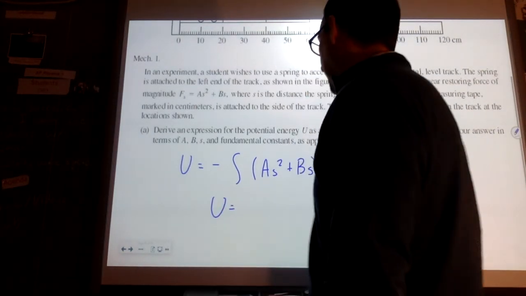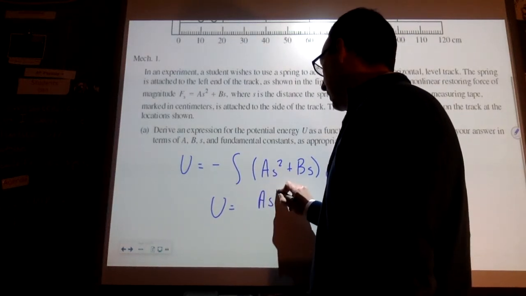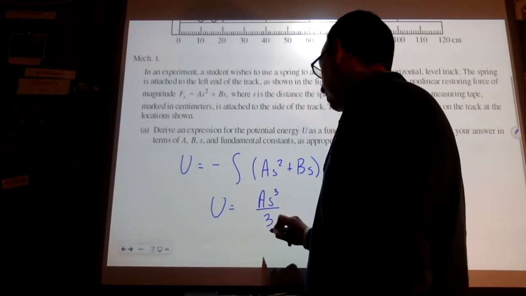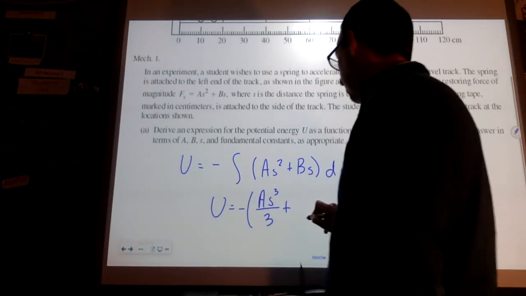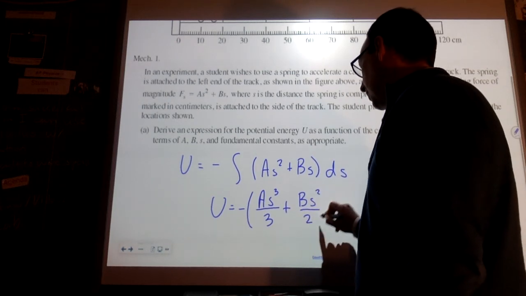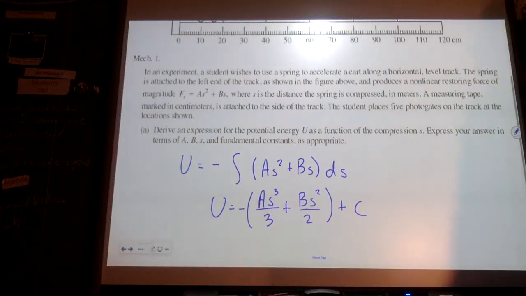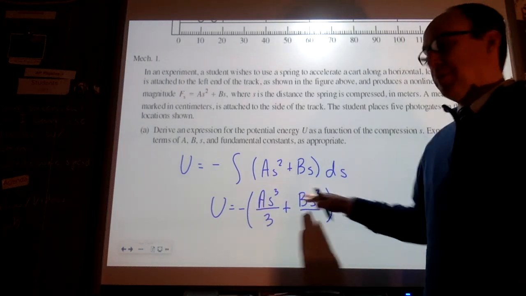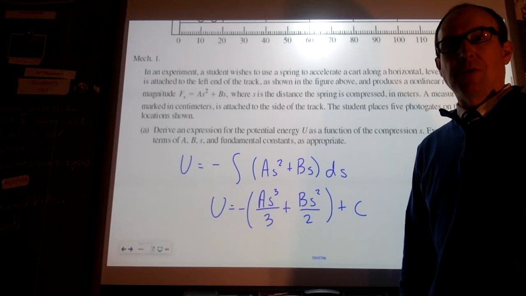And so our potential energy is going to be equal to negative A S cubed over 3 plus B S squared over 2, plus some constant C. So you could write it as this with the parentheses, or you could distribute that negative sign to each one of those terms.